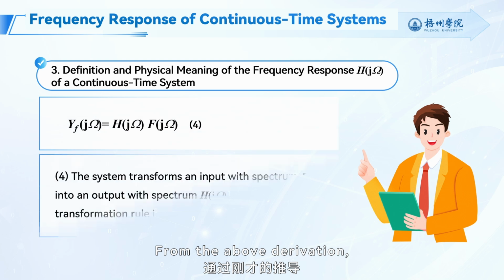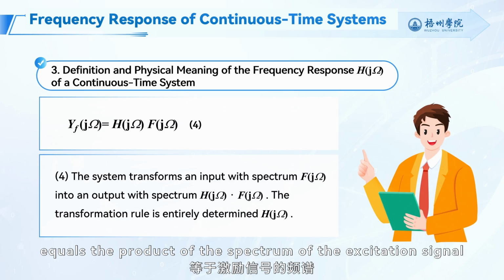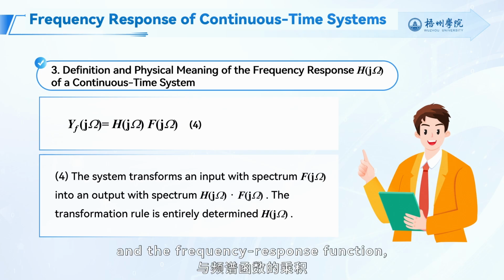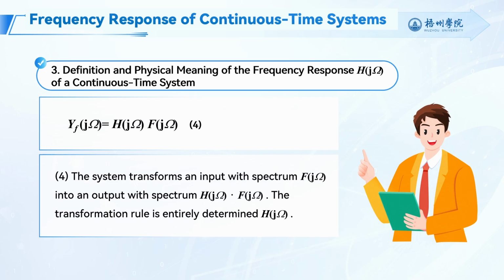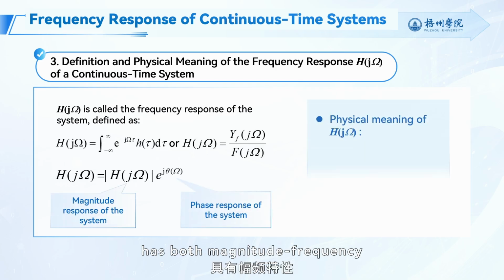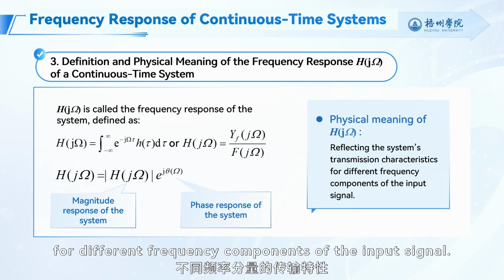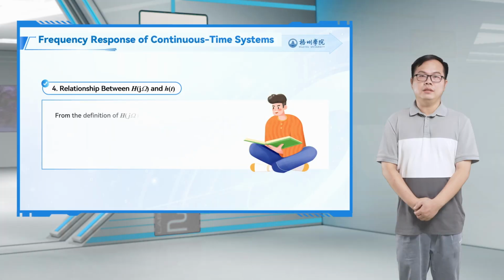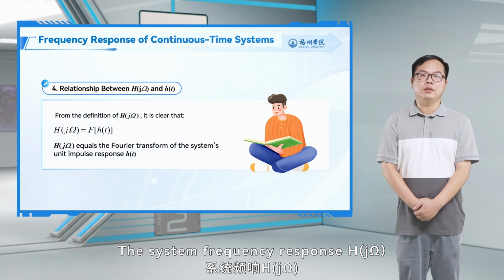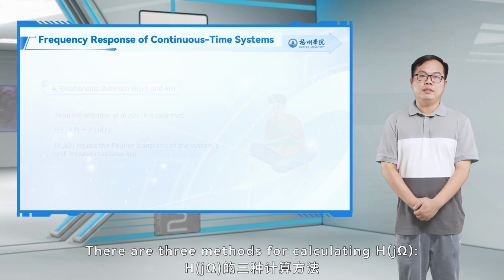From the above derivation, we know that the spectrum of the zero-state response equals the product of the spectrum of the excitation signal and the frequency response function, as shown in equation 4. The frequency response function has both magnitude frequency and phase frequency characteristics, reflecting the system's transmission characteristics for different frequency components of the input signal. The system frequency response H(jω) is the Fourier transform of the impulse response h(t). There are 3 methods for calculating H(jω).